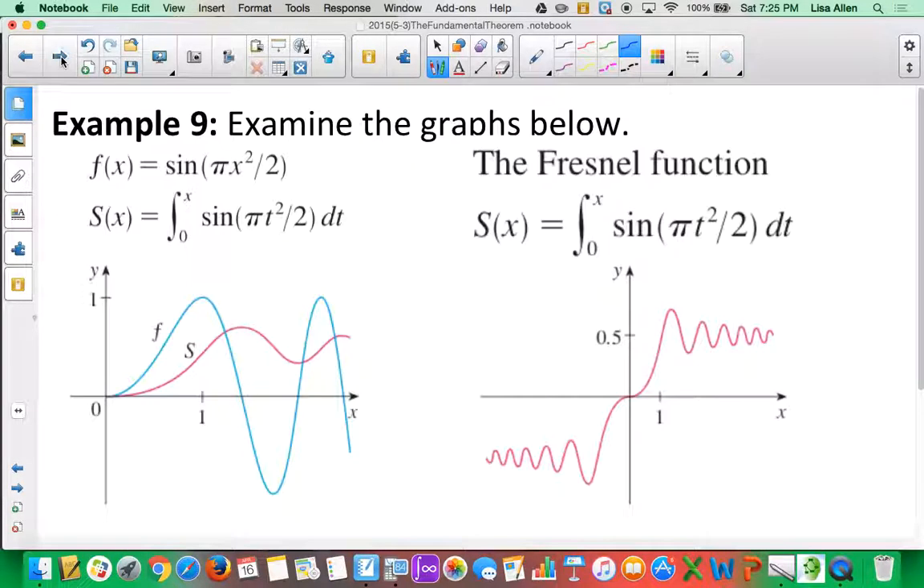Okay, so we have a Fresnel function, and that's kind of an interesting function. I'm going to let you study this. I want you to look up the results of the Fresnel function and maybe how they're used for highways and railways, and maybe even with optics. So we'll get back to you.